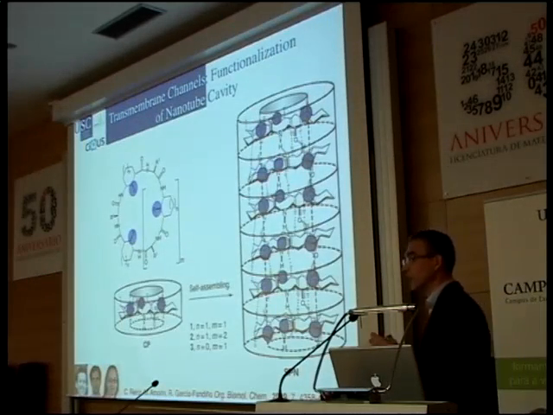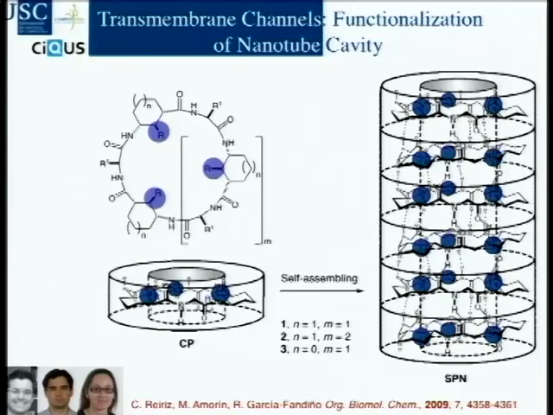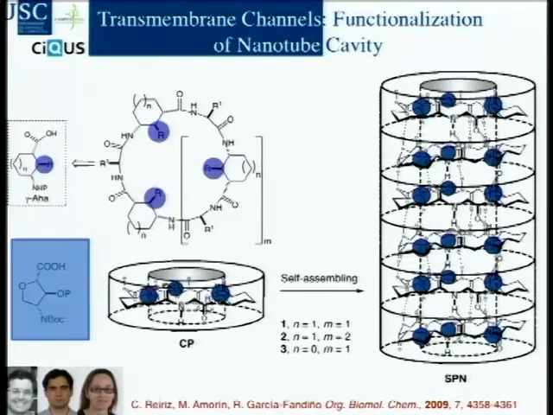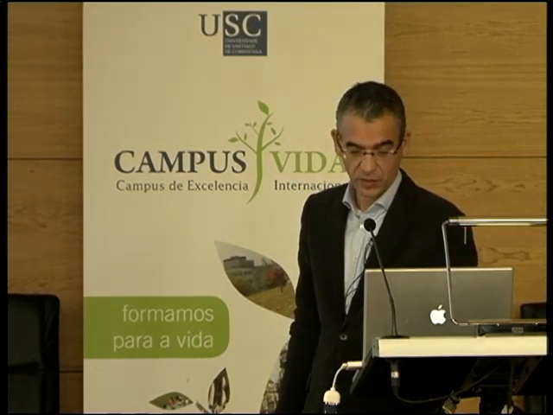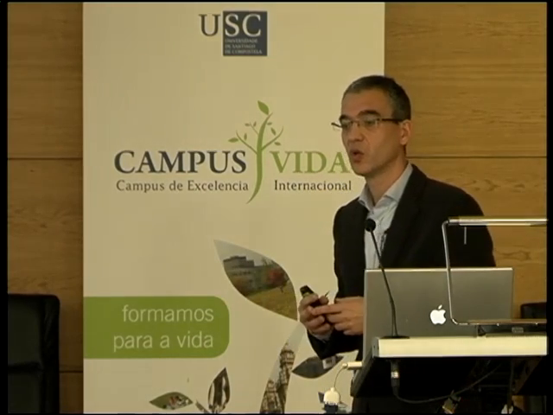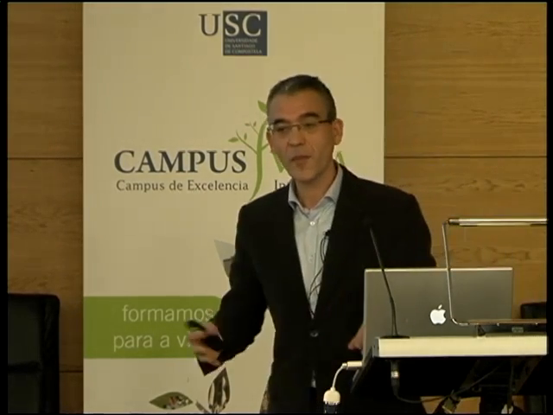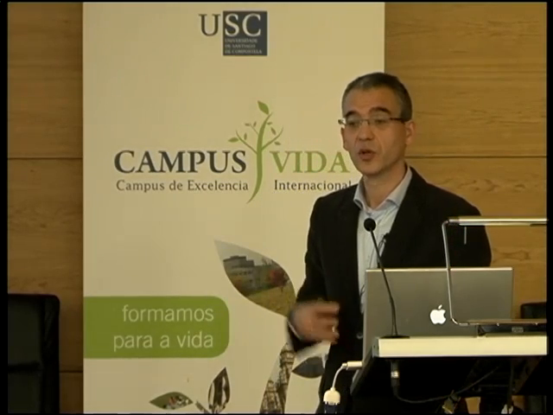And as I mentioned, we have to improve the selectivity for the transport of ions. So we are interested in creating nanotubes with different properties inside. We have been working on the preparation of a variety of different gamma amino acids with different functional groups to improve the selectivity. We are still far from getting the nanotube on the membrane and studying its transport ability.